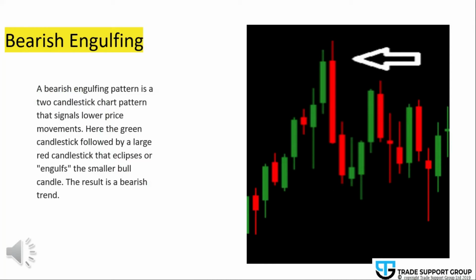A bearish engulfing pattern is a 2 candlestick chart pattern that signals lower price movements. This is the exact opposite of the bullish engulfing. Here you can see the green candlestick followed by a large red candlestick that eclipses or engulfs the smaller bull candle. The result is a bearish trend.